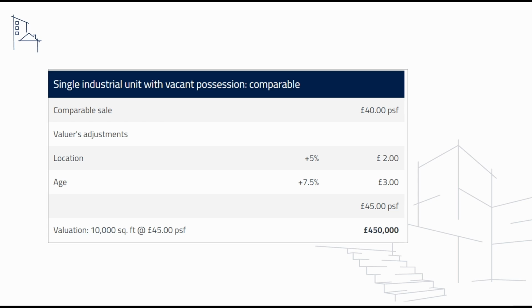old. The approach here is that the valuer has a good comparable at £40 per square foot, although the property that is being valued is newer, is in a better location, and is arguably more valuable. The valuer has applied a small uplift of 5% on capital value to reflect the better location, and a further 7.5% to reflect that the building is also newer.